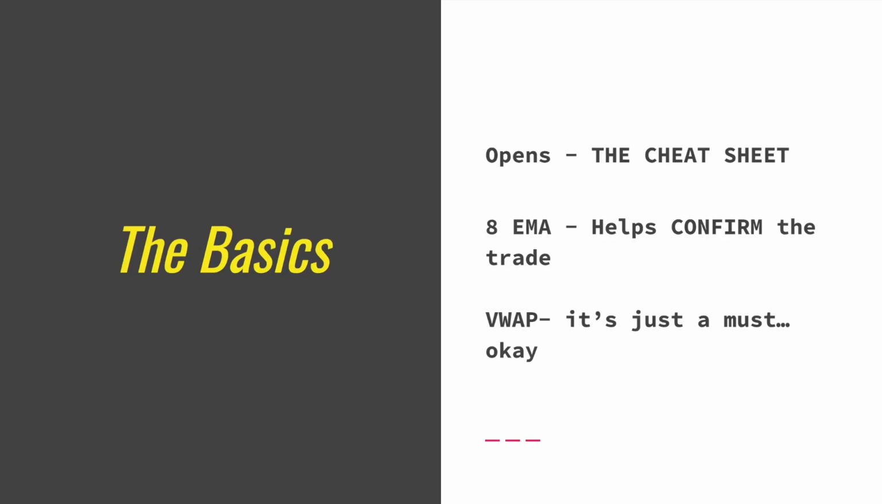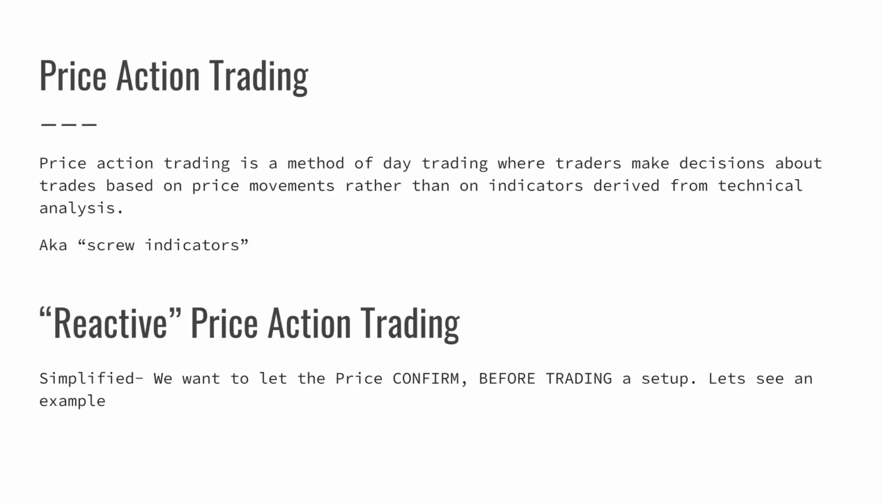Now, for this video, we'll only be covering one, but we will be following up with others as well. And these are going to be the basics and your bread and butter to get you started into this. You have your opens, which in my opinion is the cheat sheet, the 8 EMA, which is going to help you confirm entries and exits, and then the VWAP because it is just a must, which we'll cover further down the road.